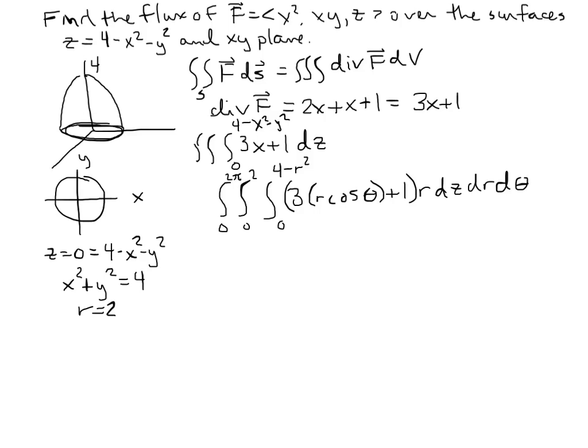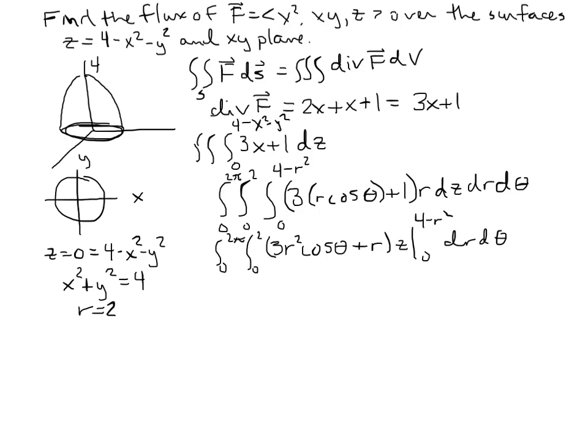Okay, so integrating with respect to z first. I'm going to multiply through by r while I do this as well. So we're going to have 3r squared cosine of theta plus r, all of that times z, and we need to evaluate that from 0 to 4 minus r squared. We still have to integrate from 0 to 2 pi, and from 0 to 2, dr d theta.